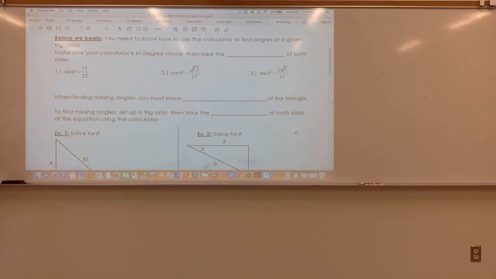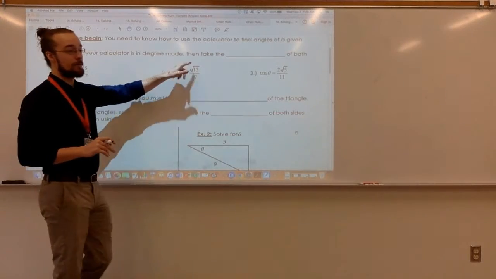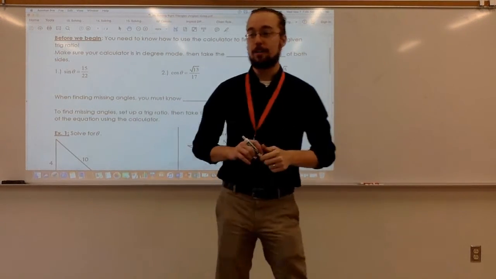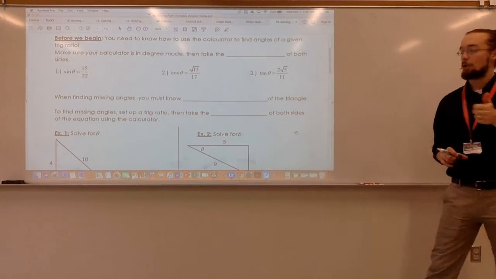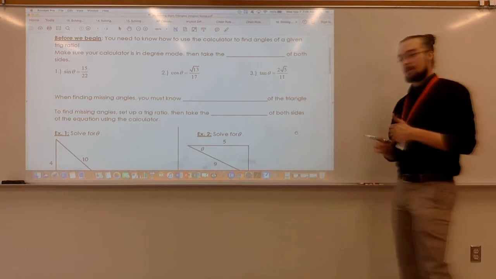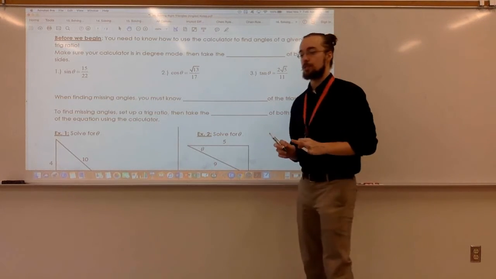If you don't have a calculator, make sure you grab a calculator here before we get started. Make sure it's in degree mode. That's always the first thing you should check. So press mode up at the top. Go down to degree mode. And the third option down, degree should be highlighted.